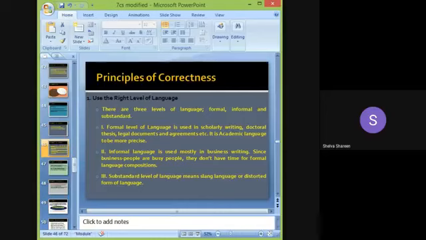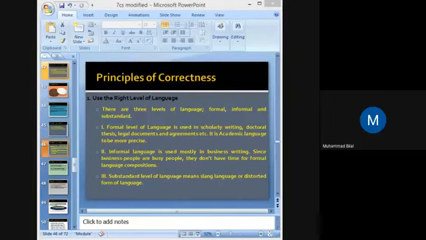Who'll read this? Use the right level of language. There are three levels of language: formal, informal, and substandard. Formal level of language is used in scholarly writing, doctoral theses, legal documents, and agreements. It is academic language, to be more precise.